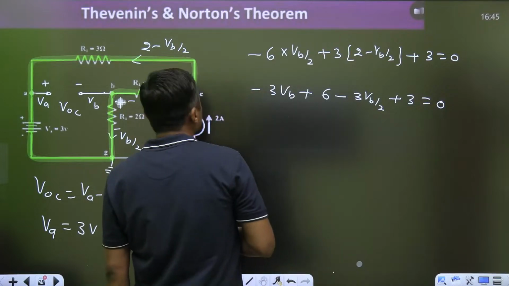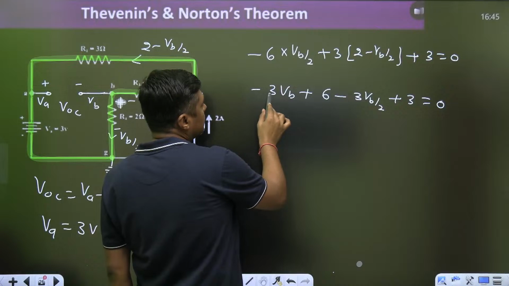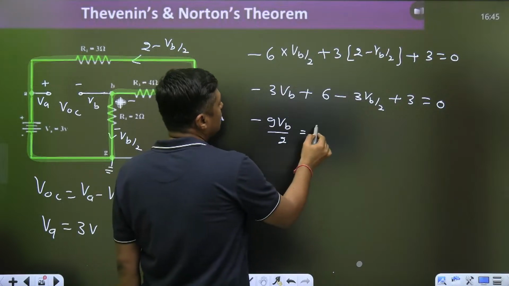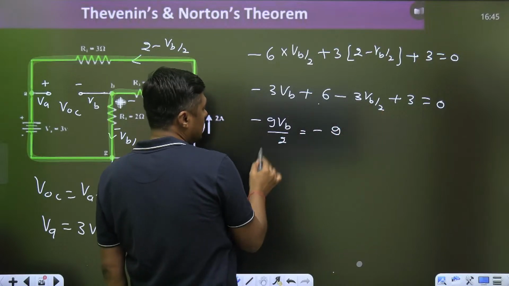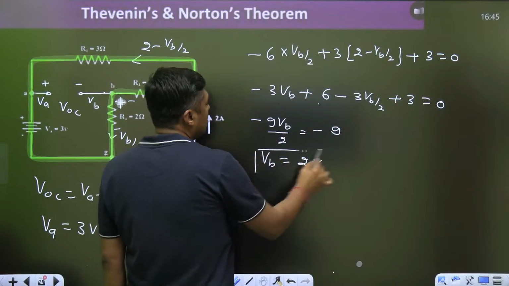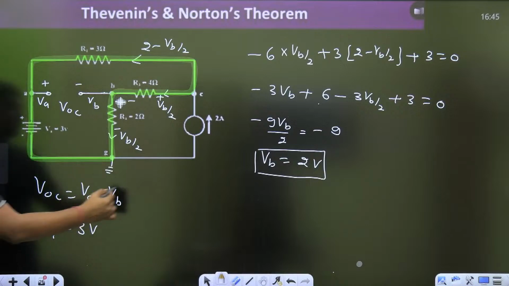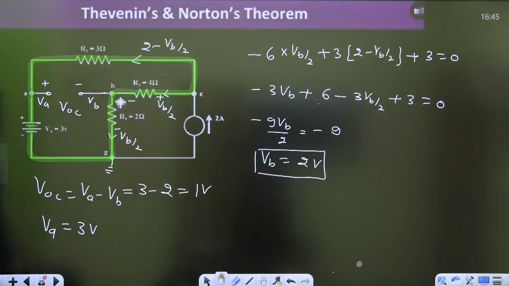Right, that is the case. Now this will become 9 VB by 2 is equal to minus 9. This is the 6 plus 3, minus minus cancel, 9 cancel. What is the VB is equal to? 2 volt. Now VB is 2, VA is 1, VA is 3. So what is the VOC? We are getting the same answer, yes or no?